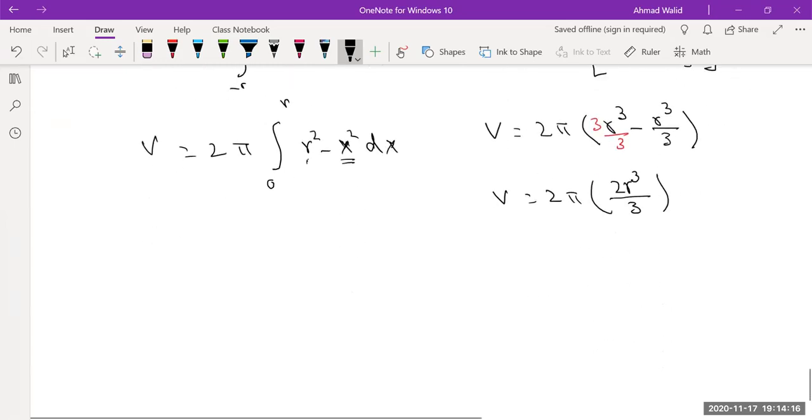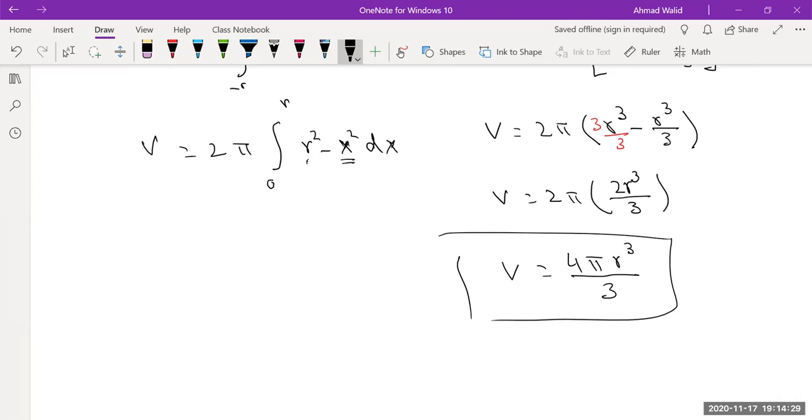Multiply the 2 pi to the n side. Then you can write V equals 4 pi r cubed over 3, which proves the formula that the volume of a sphere is 4 over 3 pi r cubed. Correct? We proved it. Kids in the lower classes of math use this formula, but using calculus, you could prove it, right?